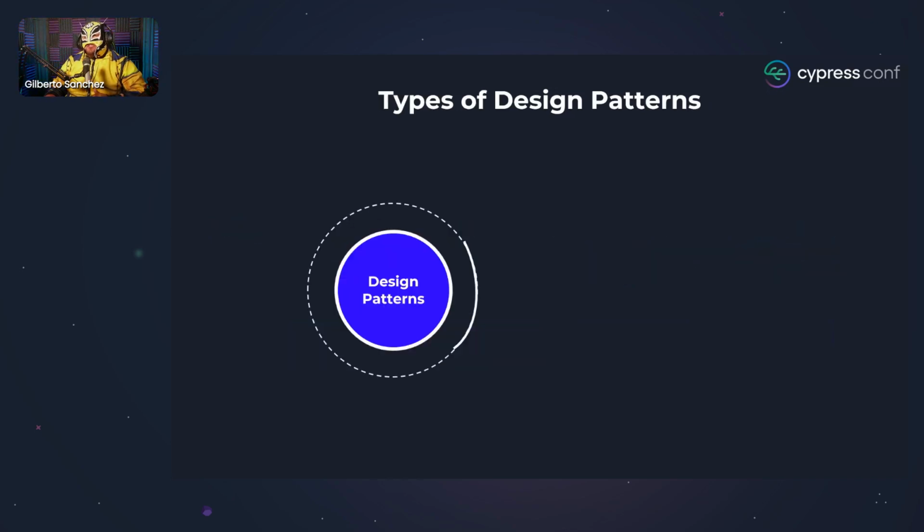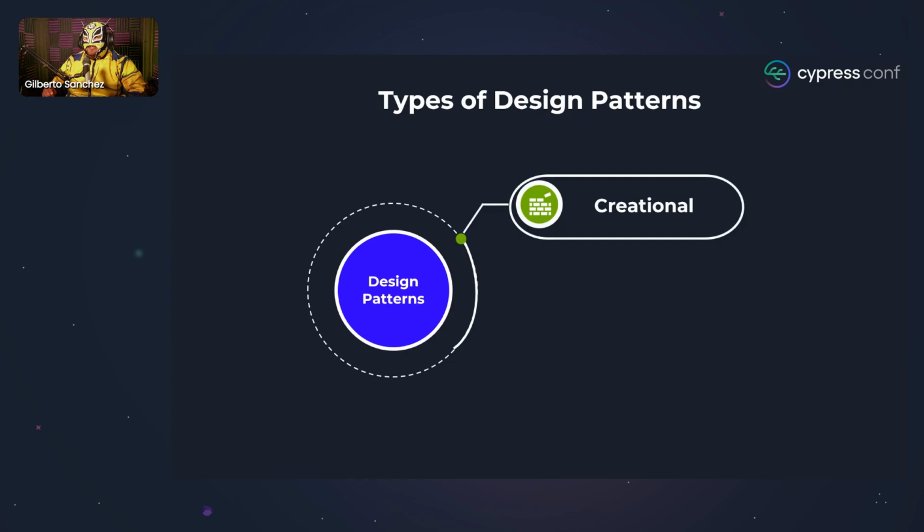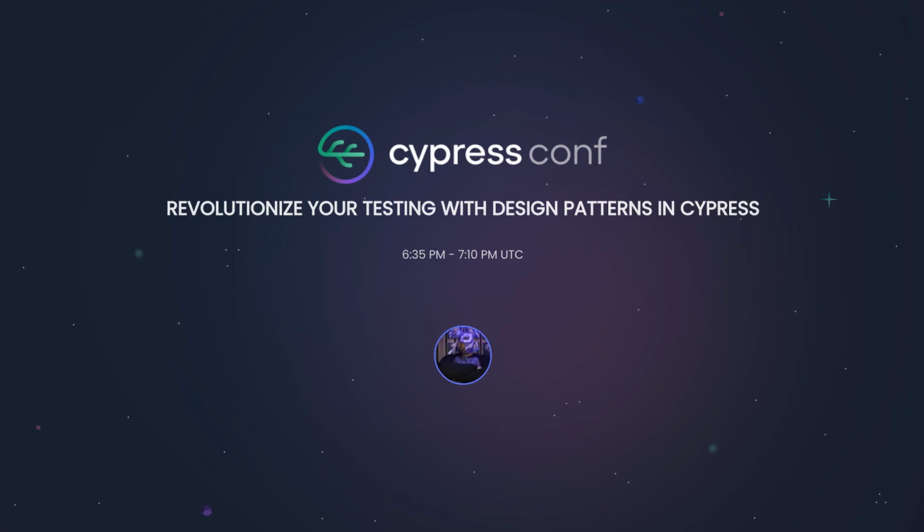So let's move to the types of design patterns. We have here one big circle saying design patterns have three different types that we can split into. Creational patterns are used to implement flexibility and promote the reuse of existing code. Now we have the behavioral design patterns. These behavioral patterns are focused on facilitating effective communication and the correct distribution of responsibilities among objects.